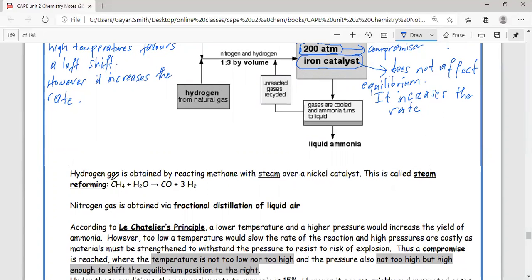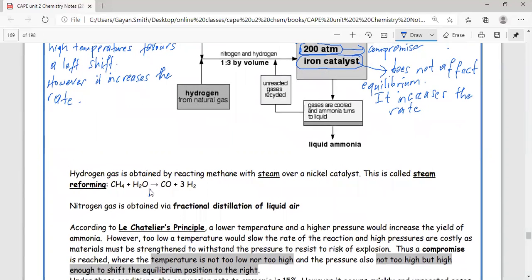So here we have methane, here we have steam, and we would assume that the nickel catalyst would have been somewhere here. And what we have is that the ammonia and the water combine to give us carbon monoxide and our 3 molecules of hydrogen.